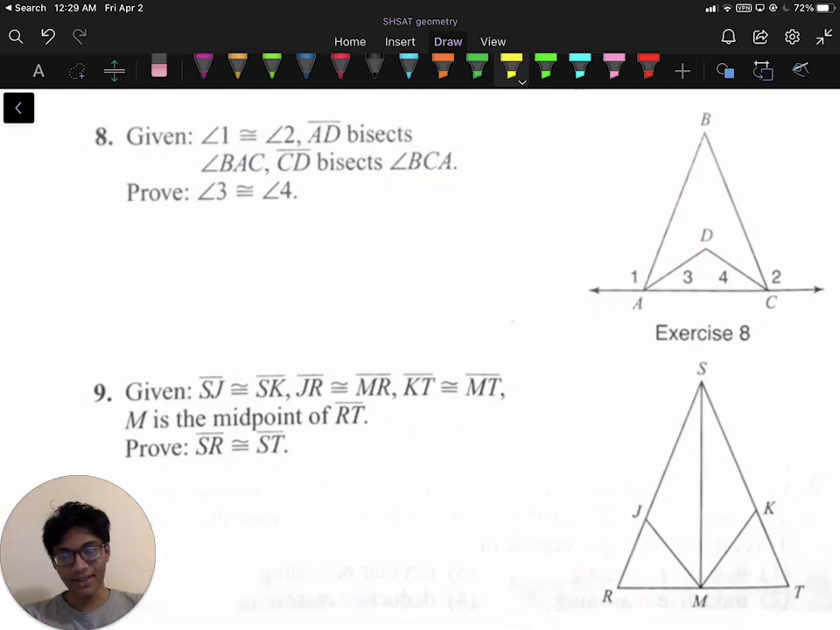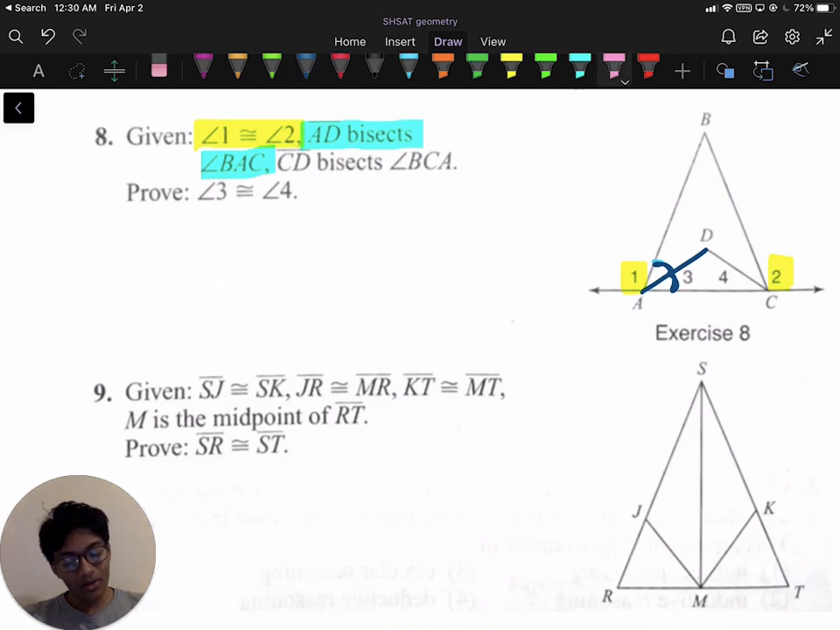Let's look at our exit slip. We're given that angle 1 is congruent to angle 2. That means these two yellow angles are congruent. We also know that line segment AD bisects angle BAC. So this cyan angle is angle BAC, and line segment AD bisects BAC. Remember, to bisect something means to cut it in half. That means this half of the angle is equal to this half of the angle.